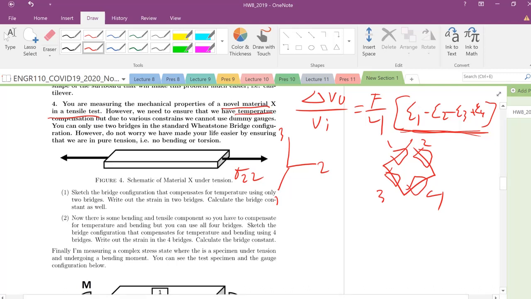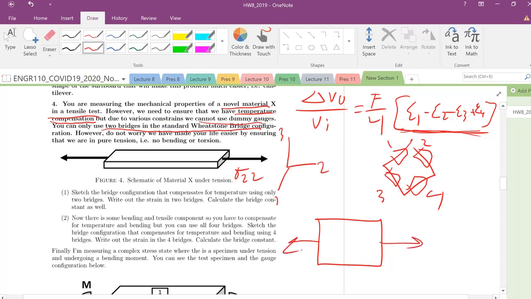We need to have temperature compensation. But due to various constraints, we can't use dummy gauges. So we can only use 2 gauges in the standard Wheatstone bridge configuration, and there's only pure tension here. So let's look at this material flat here. So we're pulling in this direction.